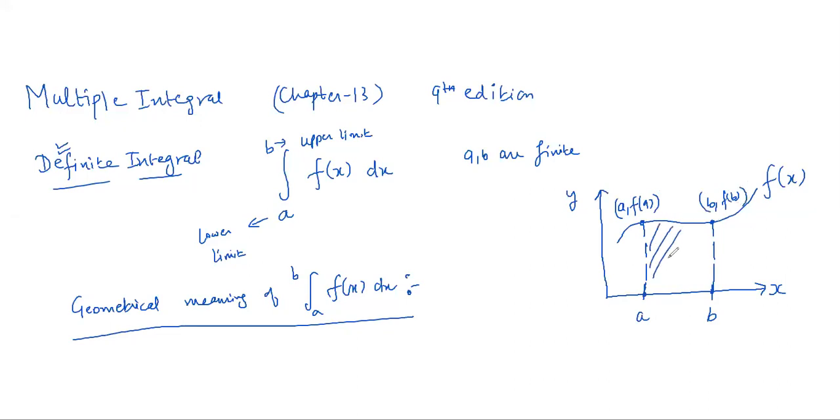So this one, the area enclosed between the lines x is equal to a and x is equal to b, and below the curve y is equal to f(x), right? So between the lines x equals a and x equals b, and below the curve y equals f(x), this area is nothing but the value of this definite integral from a to b of f(x) dx. So that is the geometrical meaning of this definite integral. I hope that is clear to everybody, because we have studied this in our earlier classes in basic calculus.